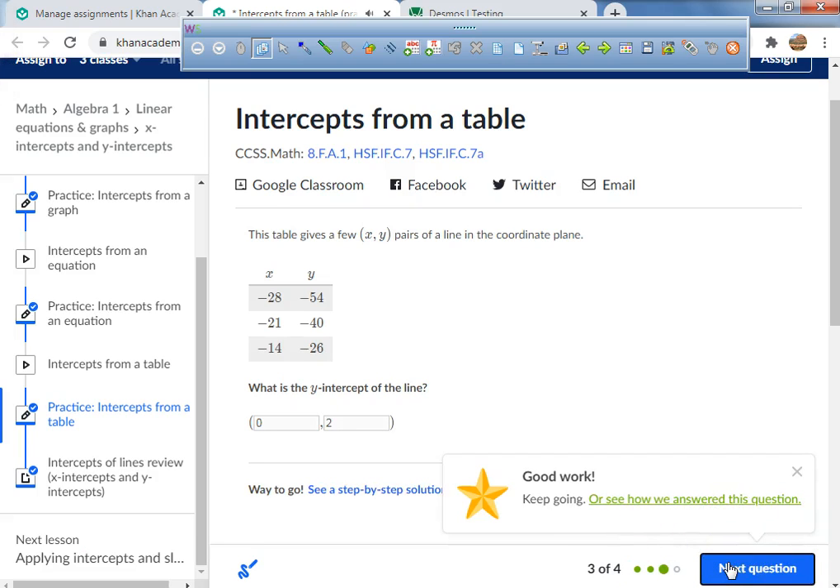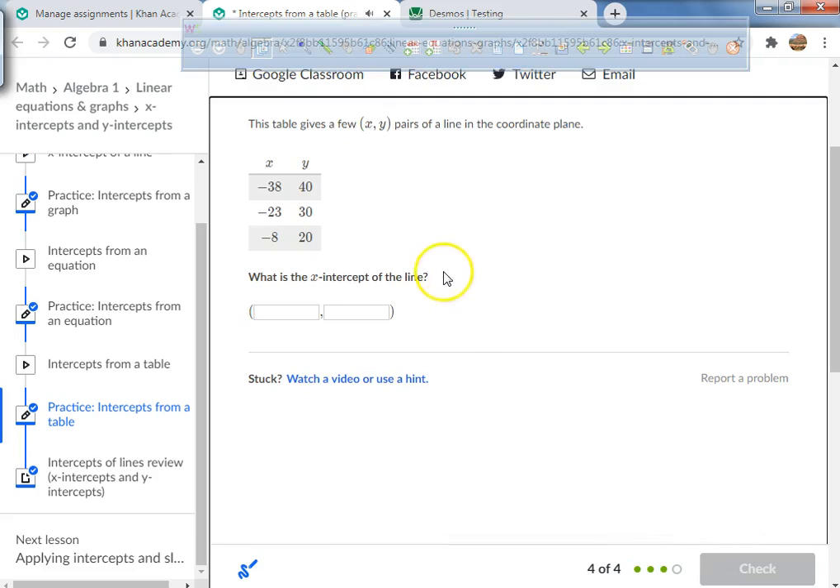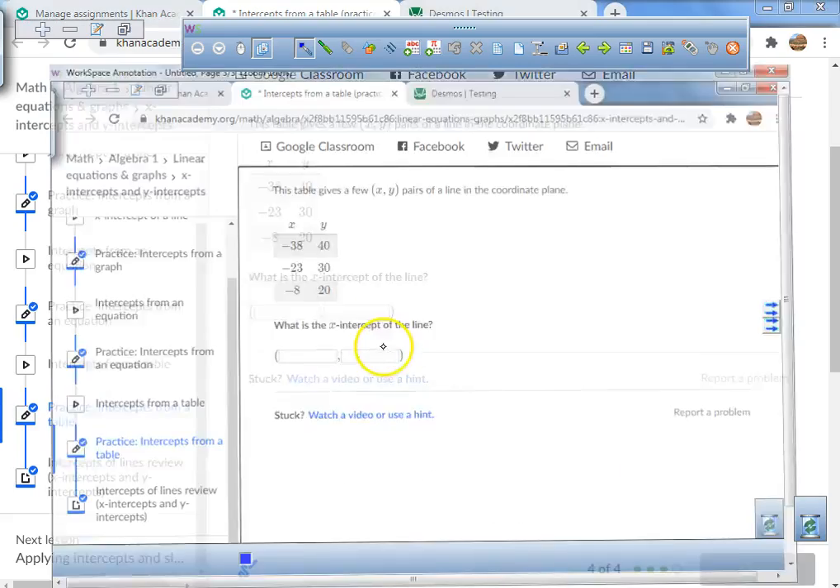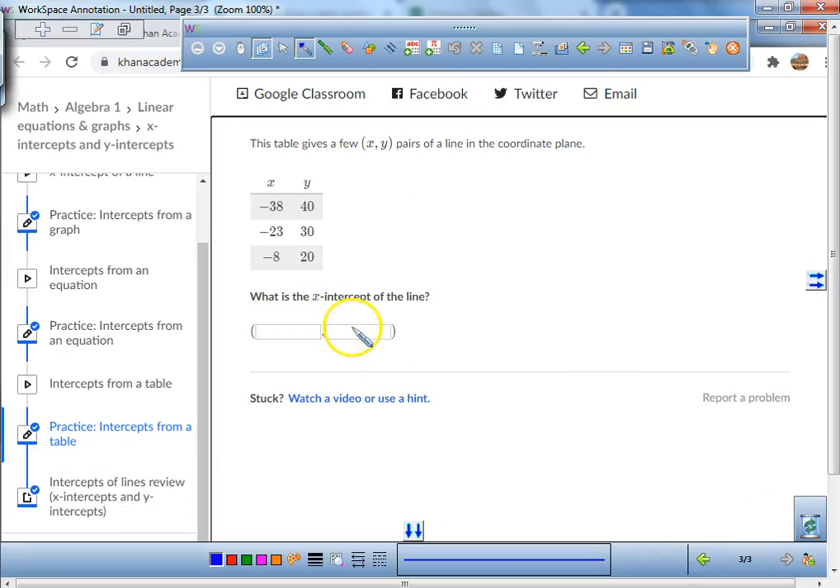There we go. Okay, let's look at this one. Now this one says find the x-intercept. Now the x-intercept is different than the y-intercept. The x-intercept is when the y value is equal to 0. So do you guys see how the y's are decreasing right here? So we're just gonna finish the pattern.